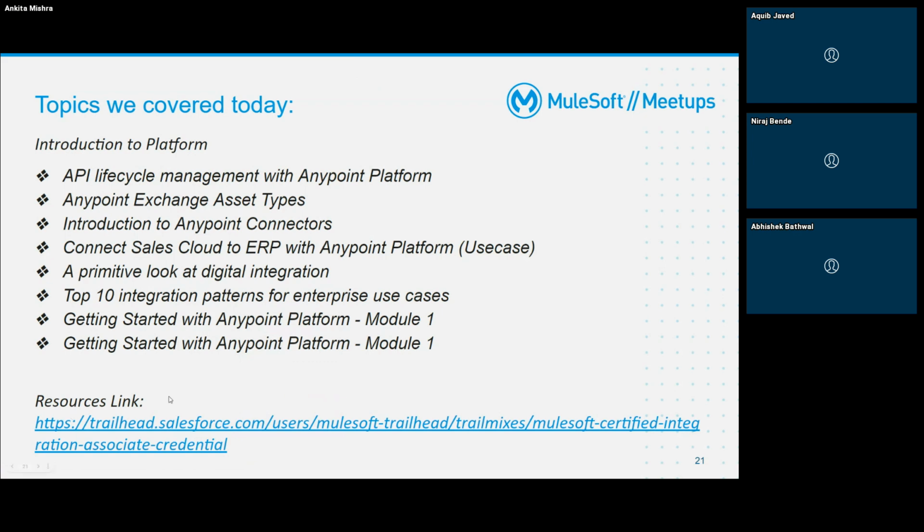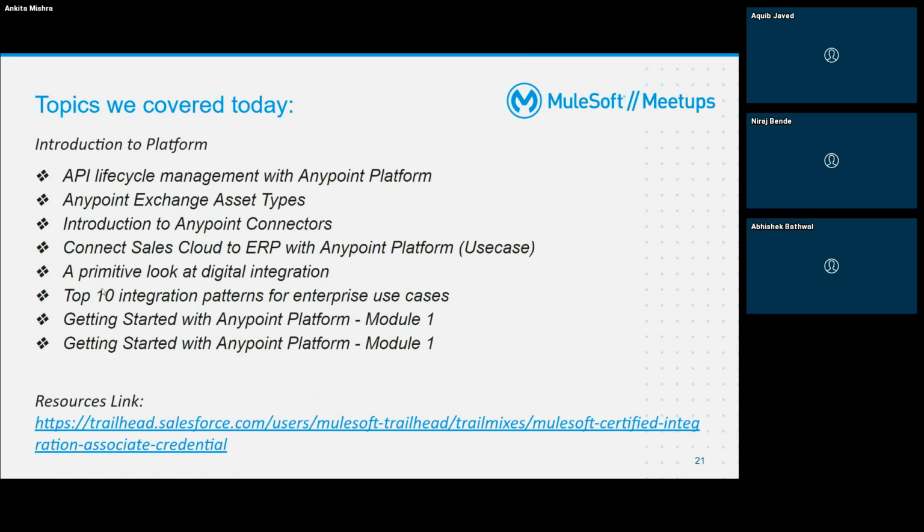So you can go to this particular trailhead and you should be able to find all these topics there, which we have covered today: API lifecycle management with Anypoint platform, Anypoint Exchange asset types, introduction to connectors. Then there is a use case related to the same topic. I would recommend all of you to please go through this use case. I have tried to cover the concepts in the series, but they have created a use case that will help you relate to the concepts we have spoken about.